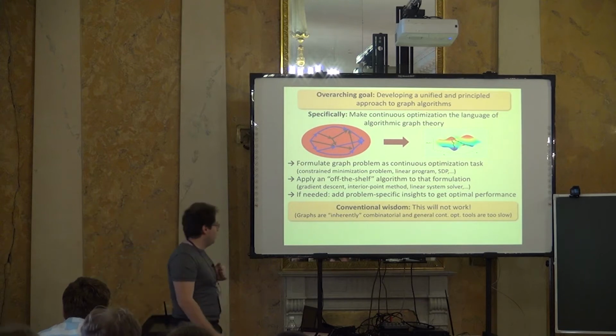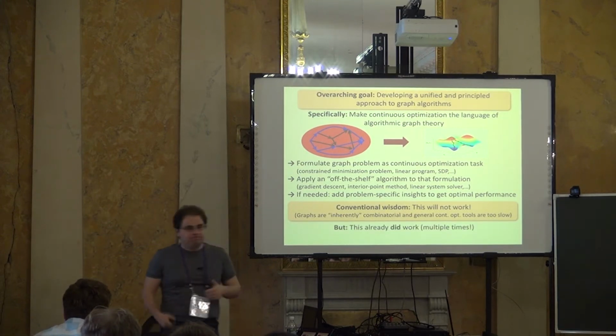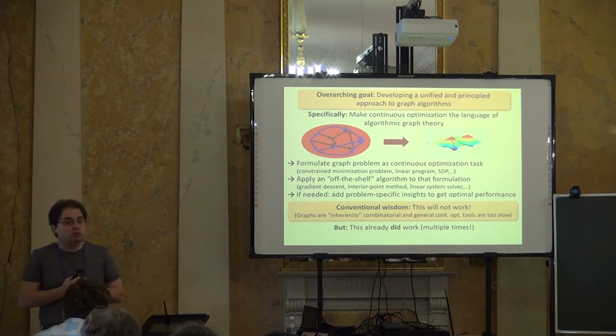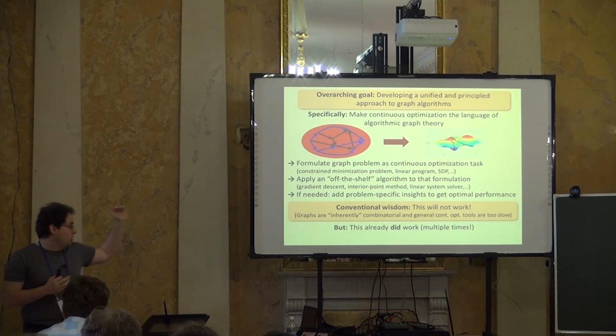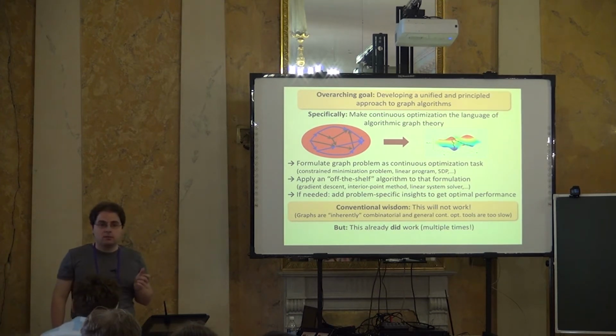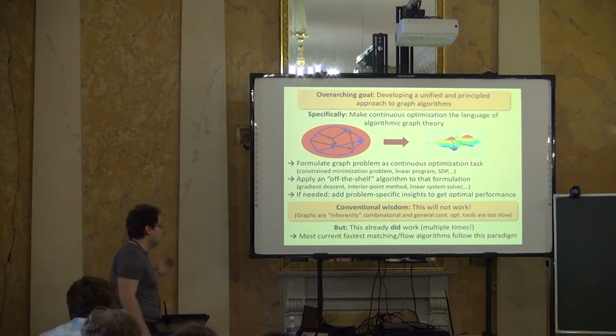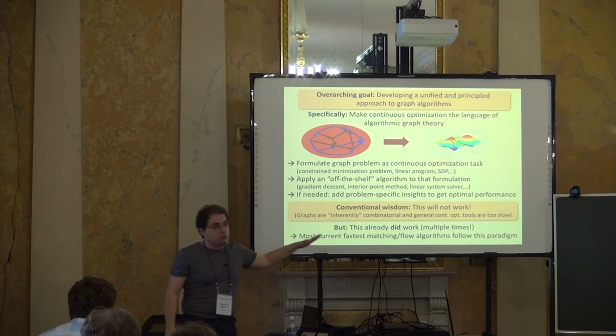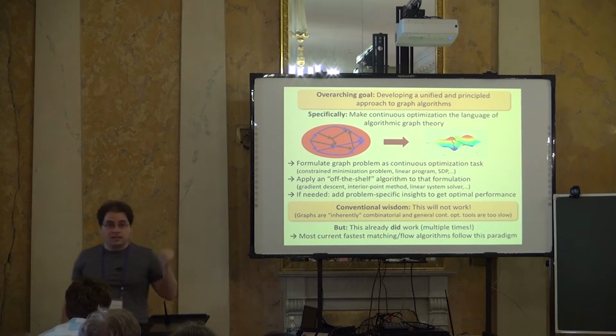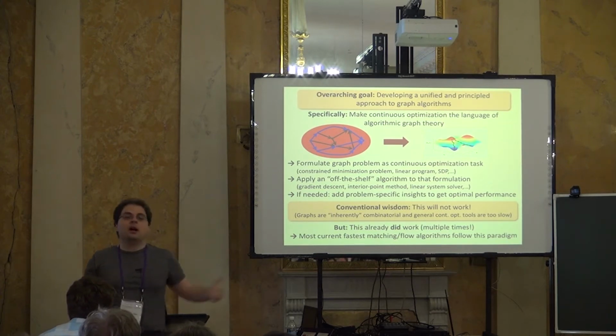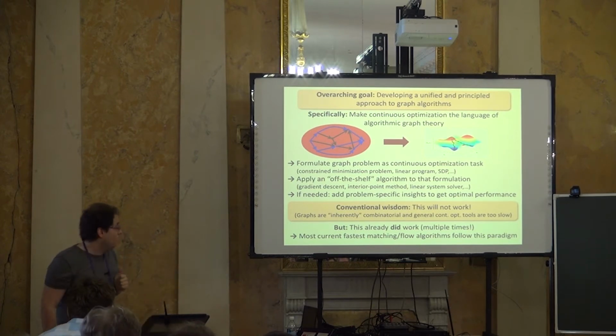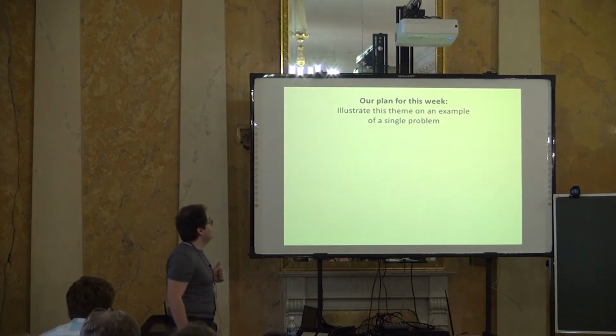But as conventional wisdom often is, this turns out to be not really true, because this approach did work already multiple times. In particular, for one of the staple combinatorial problems of computing matchings and flows, essentially all the fastest algorithms now are coming through this angle in all the regimes. So this is the goal.